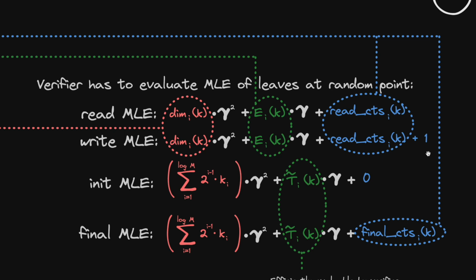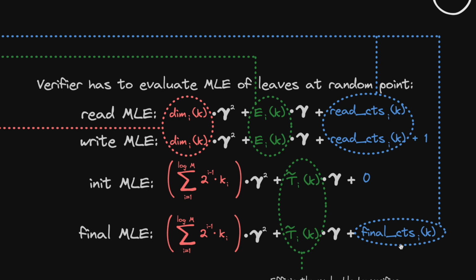And then for init and final, the number of leaves is instead the size of the memory. So in this address term here, we're basically converting this bit vector k into its corresponding field element representation. The value is going to be the subtable MLE evaluated at k. And for init, the counters are all 0. For final, we're going to use the final counters polynomial that we committed to in the commitment phase.